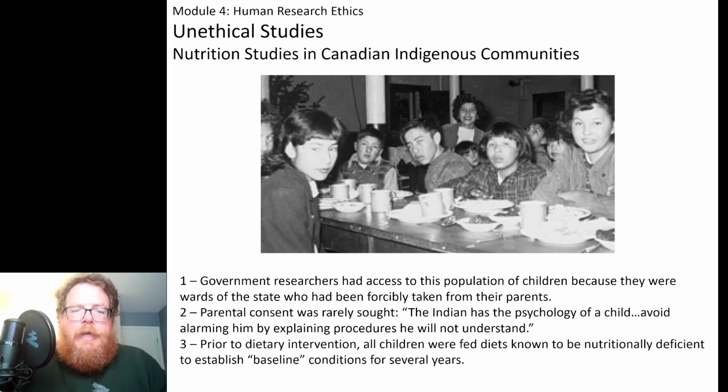And then, of course, thirdly, prior to actually doing any kind of dietary intervention, such as feeding them this iron enriched flour, all the children in these studies were kept on what was known to be a nutritionally deficient diet for 2 years to establish what the researchers call baseline conditions. So, although they knew that these kids were being fed this nutritionally poor food, they decided to keep feeding it to them for the next 2 years so they would know what the baseline conditions for hemoglobin and other parameters would be. And then they could make a comparison against the dietary fortification approach.